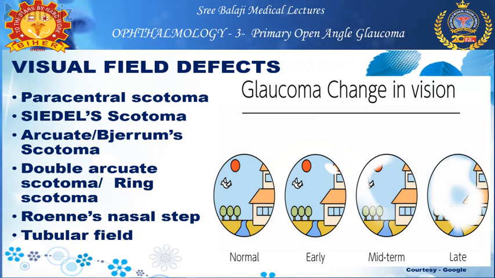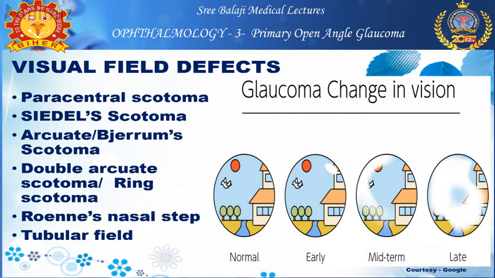A paracentral scotoma occurs 5 to 10 degrees from the fixation point. A Seidel scotoma is a comma-shaped or sickle-shaped scotoma, either superior or inferior to the blind spot. Arcuate or Bjerrum scotoma is more typical of glaucomatous field defects, and it is interesting to note that the field defects in glaucoma respect the horizontal raphe.